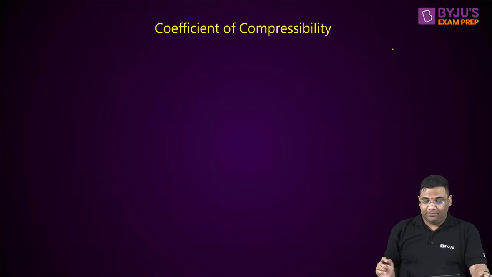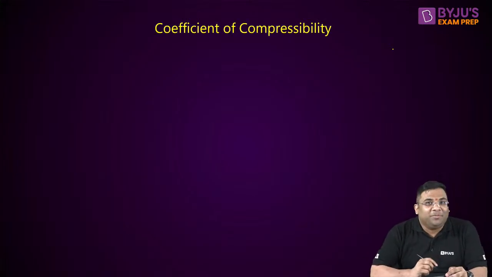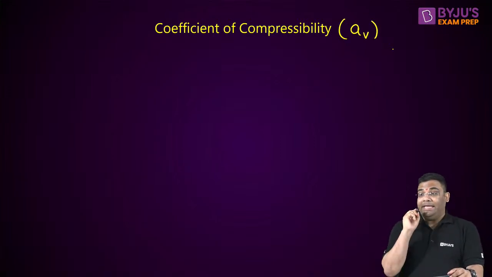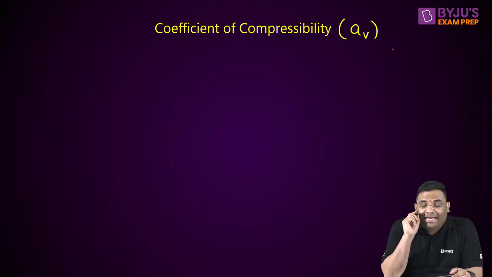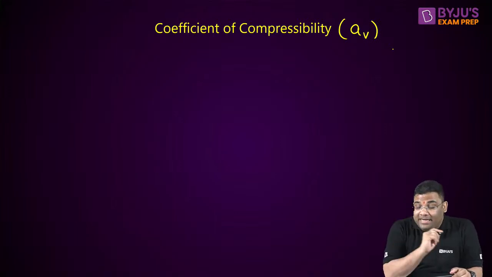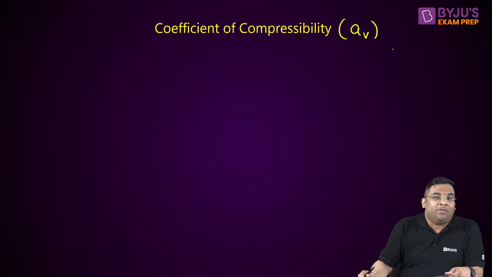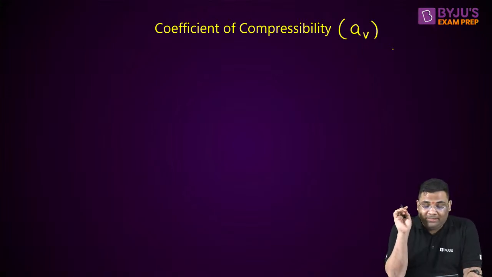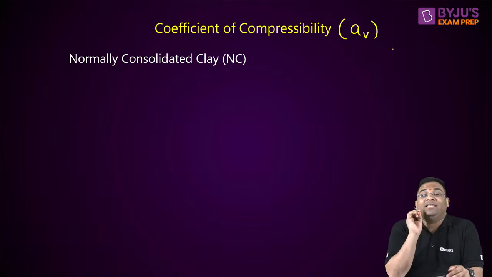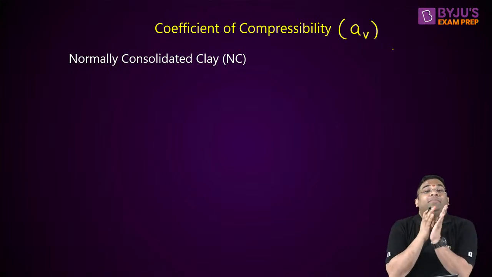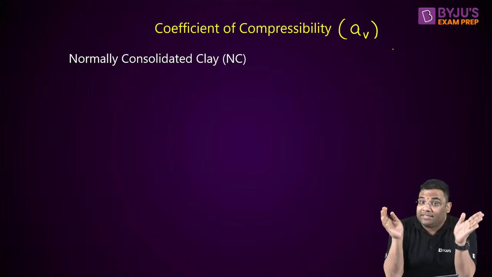So the first term is coefficient of compressibility. This we indicate by the symbol AV. Be very careful about the symbols, because in examinations many times they ask you only the name of the symbols in match the following or straightforward questions. This is defined for an NC clay. Now what is an NC clay? It is the clay we studied yesterday, where the present effective stress is more than the maximum past stress. We have already discussed that.